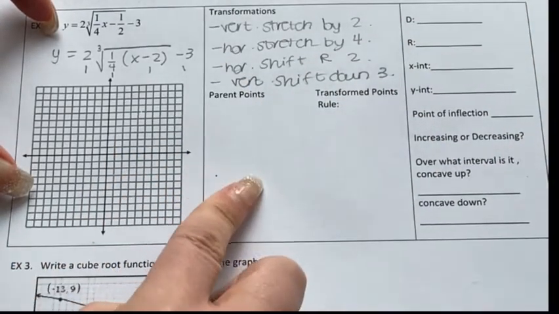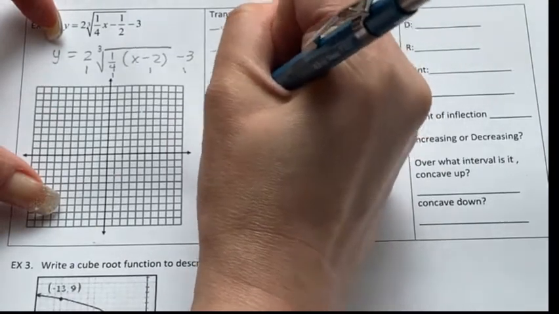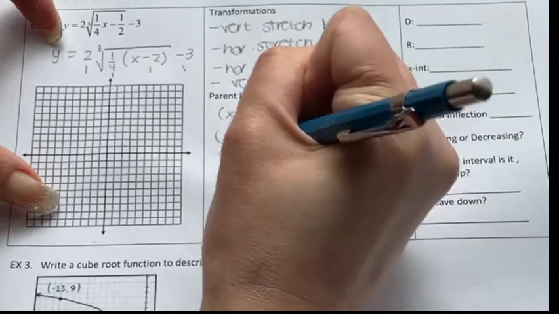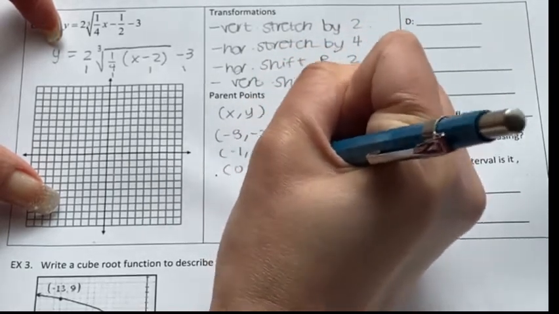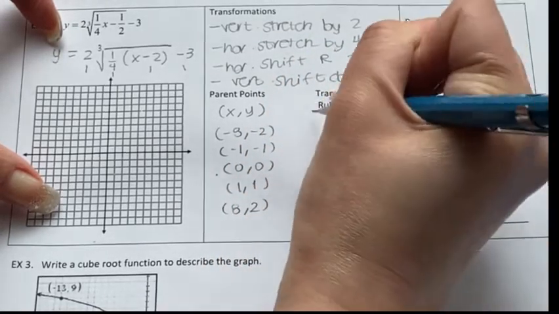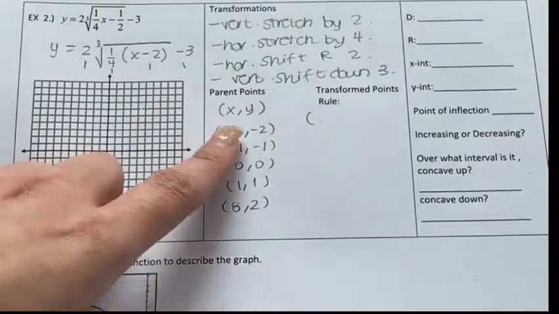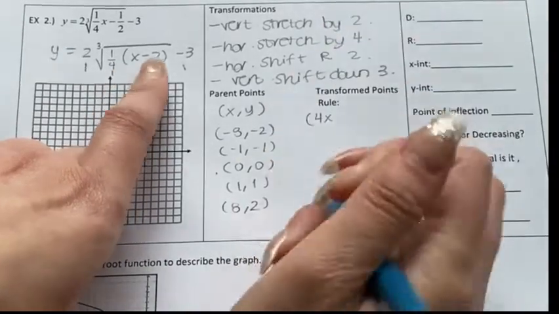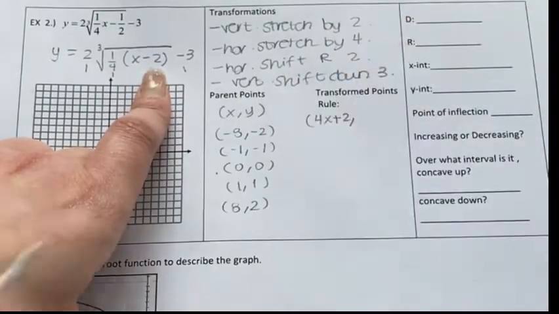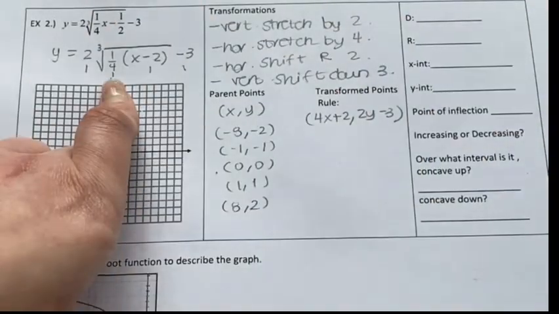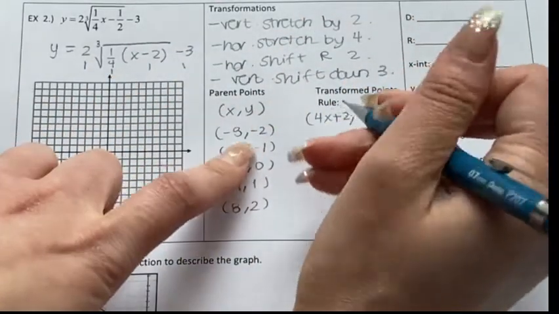Okay, so after that we take the parent points of the original, so you know that it's going to be negative 8, negative 2, negative 1, negative 1, 0, 0, 1, 1, and then 8, 2. Okay, so now with the transformations, we know that the transformations that are affecting the x are going to be this 4 that you have over here, so it's going to be 4x, and this one, so it's going to be plus 2. And then the y transformations are going to be 2y minus 3. Okay, now we plug each one.